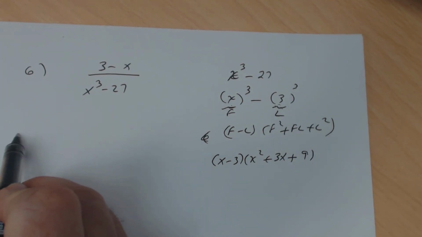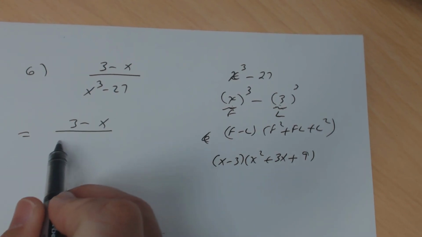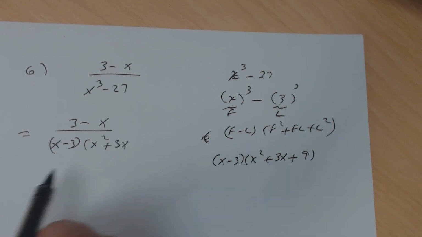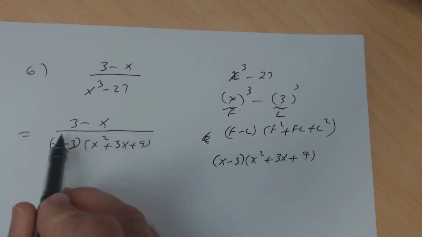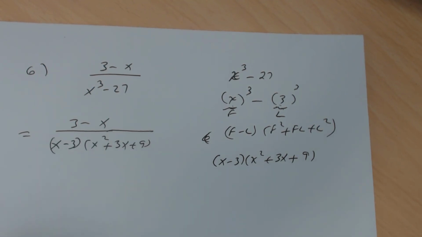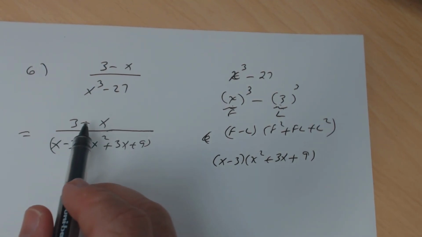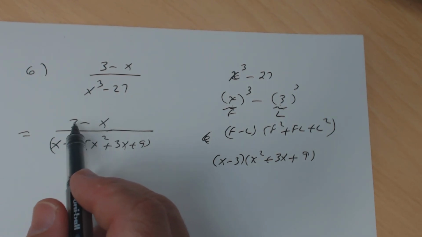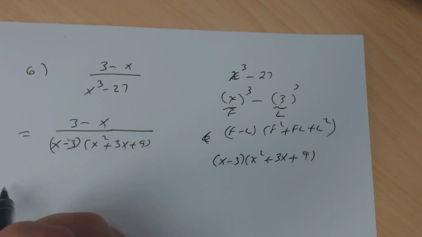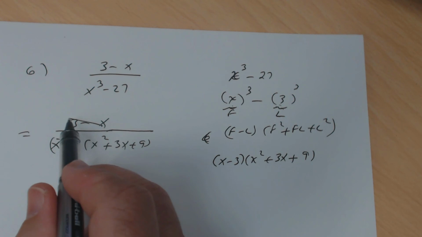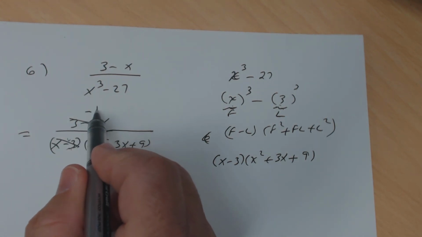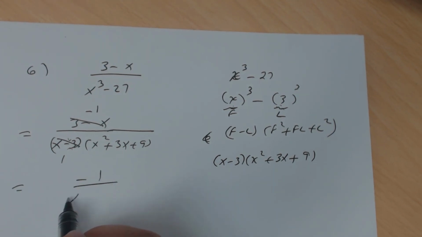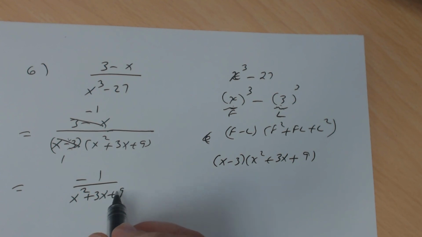So there's your denominator. I'm going to get 3 minus x divided by x minus 3 times x squared plus 3x plus 9. All right, don't forget to extend this division symbol all the way. There are no identical factors, but 3 minus x and x minus 3 are opposites. The opposite of 3 is negative 3, the opposite of negative x is x. So when I reduce those, I put the negative 1 up here and a positive 1 down there. And so I get negative 1 divided by x squared plus 3x plus 9.